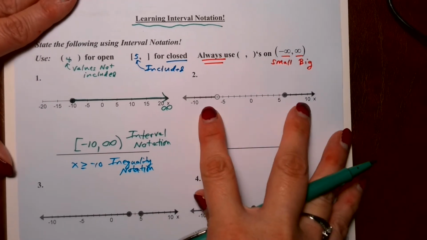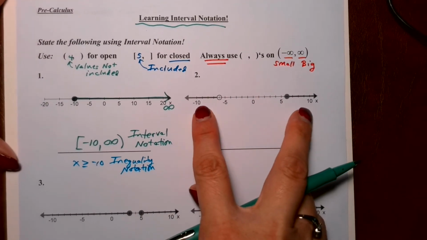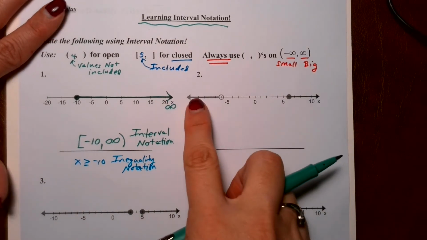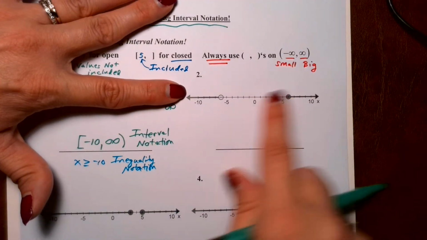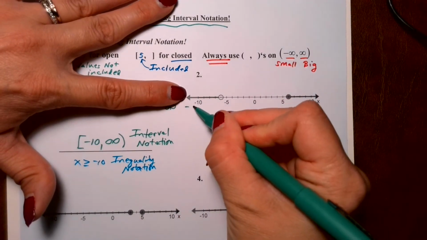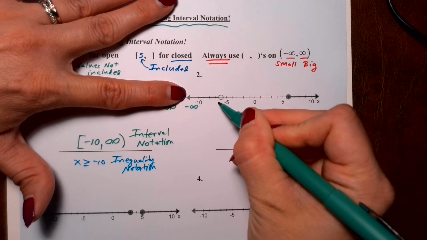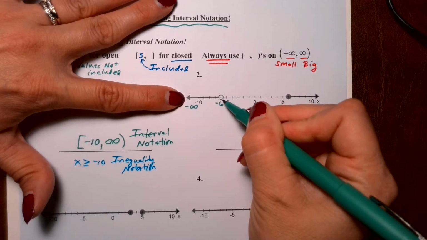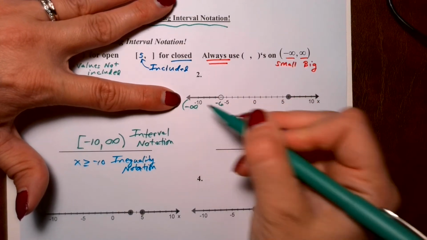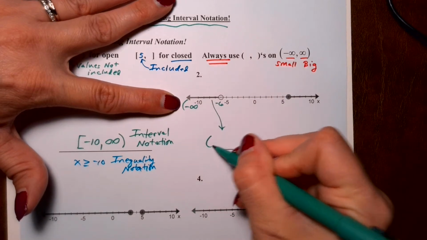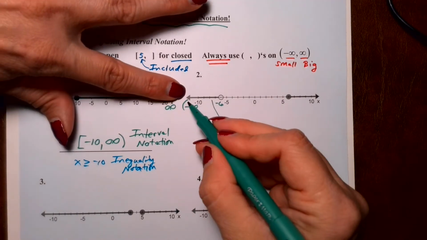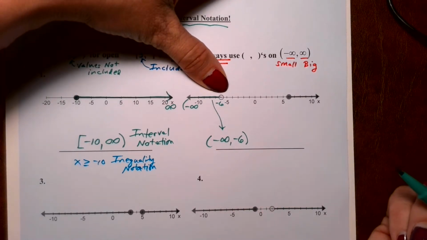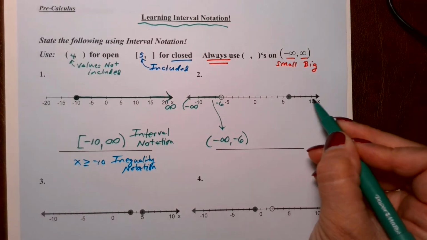I noticed that this example has 2 pieces of graph, which means we're going to have 2 sets of intervals. Remember, we always start at the left and go small to big. Right here, this is negative infinity, and this is negative 6. But that's an open bubble. It kind of looks like a parentheses, doesn't it? And remember, infinity always gets parentheses. So this first piece is parentheses, negative infinity, all the way until we get to negative 6 with parentheses.